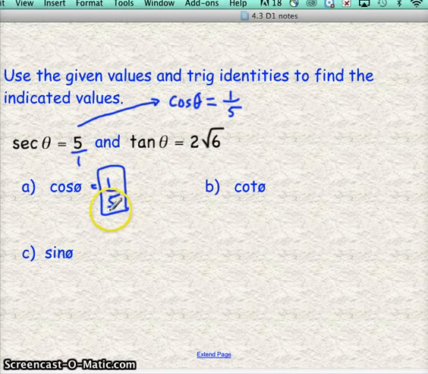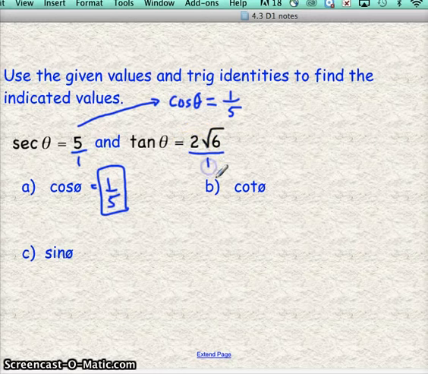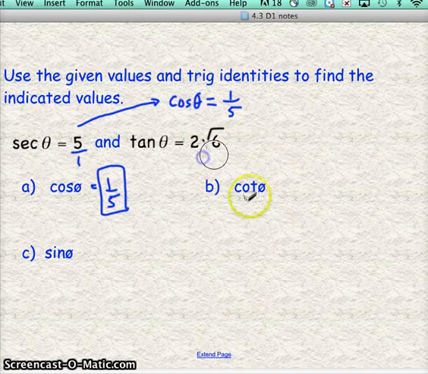Okay, tangent is 2 radical 6. I could put that over 1. Well, no, I don't need to put it over 1 necessarily. Maybe I will, maybe I won't. Let's see.